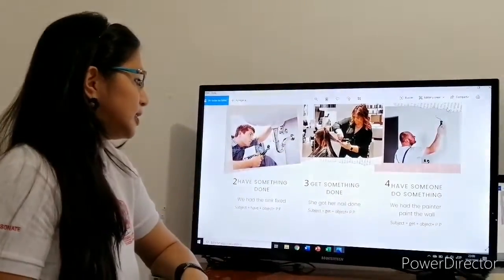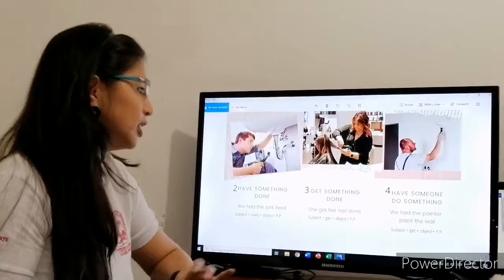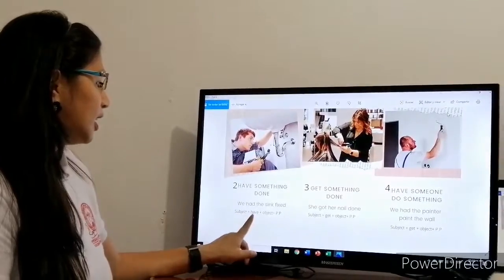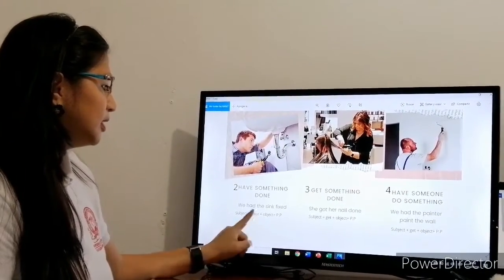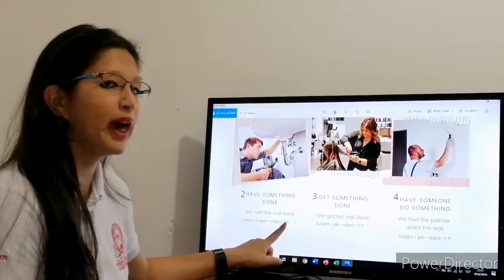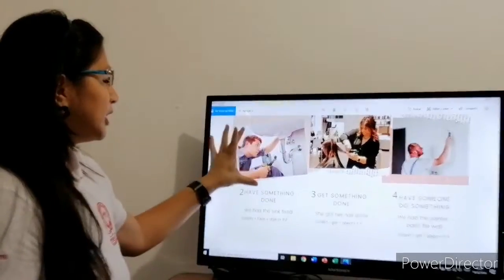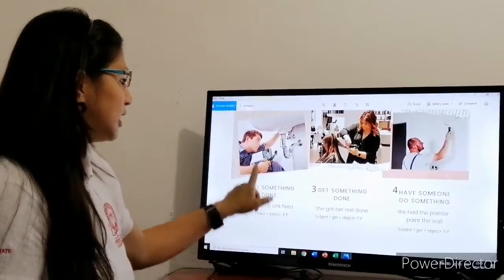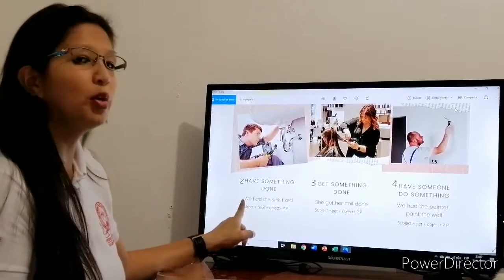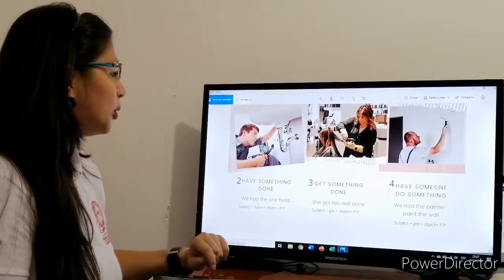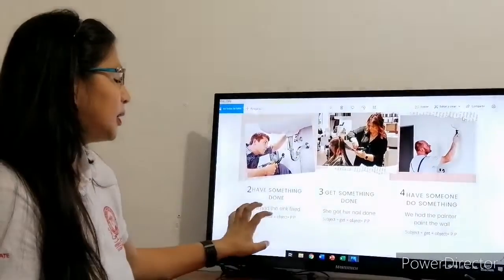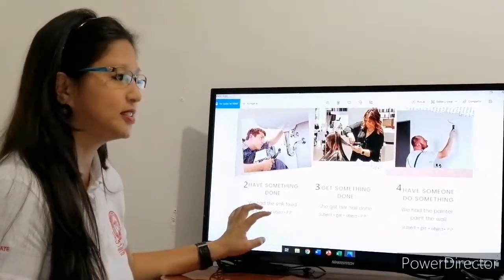The second form is have something done. The structure is a subject, have, an object, and the verb in past participle. So we can see the image. The person is doing an action. So someone paid him to fix the sink. So the sentence is, we had the sink fixed.